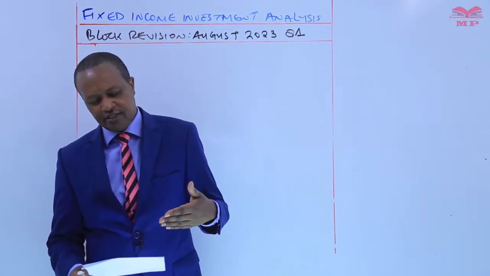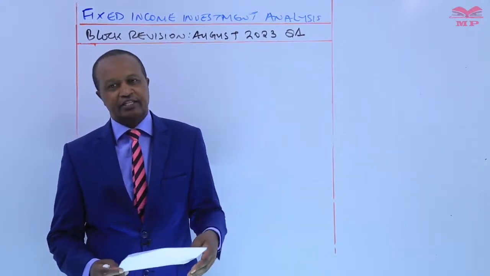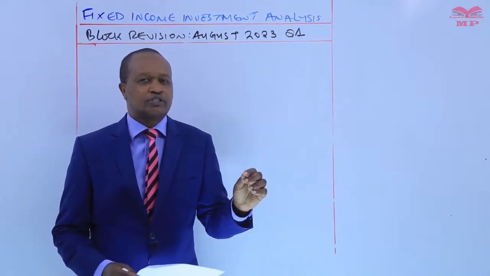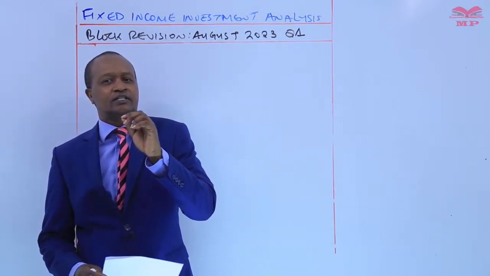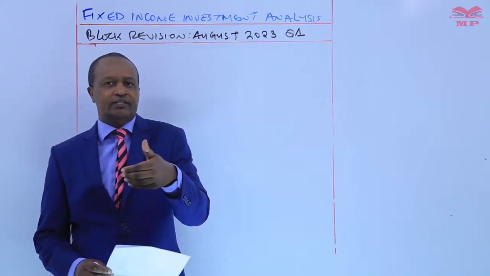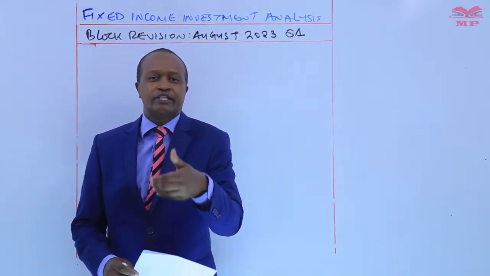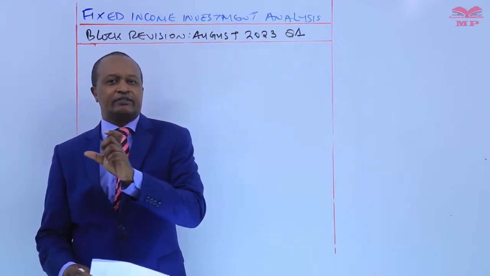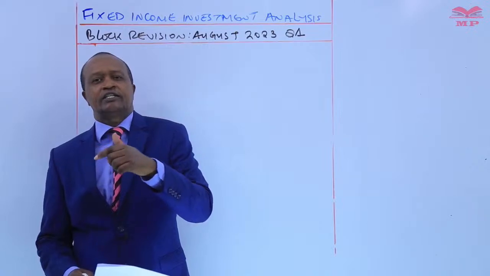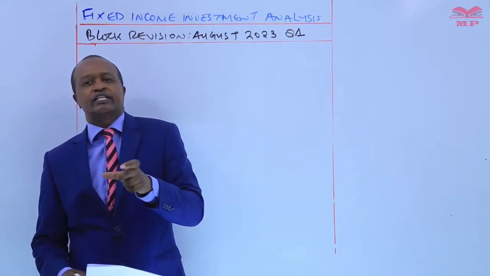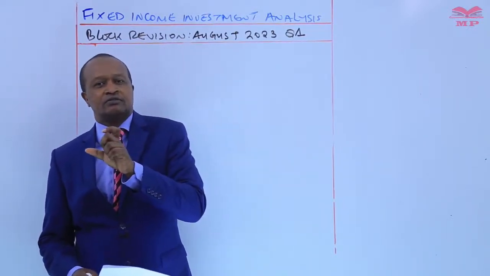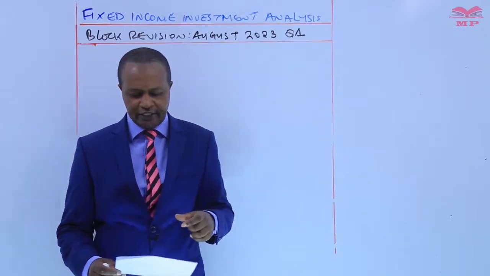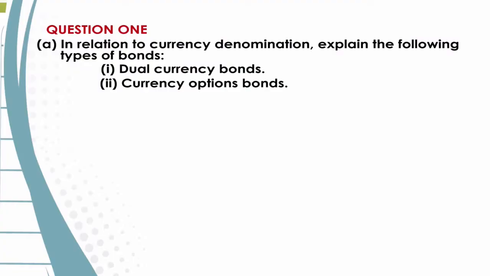Then the currency options bond, on the other hand. Currency options bonds are bonds that give the bondholder the right but not the obligation to convert the bond's principal or interest payments from one currency to another. And that is done at a predetermined exchange rate on a specific date or within a specified period of time. You understand? That is a currency options bond.